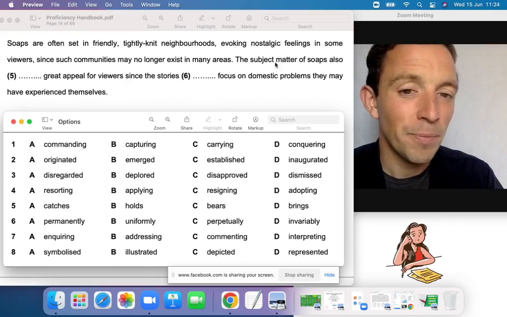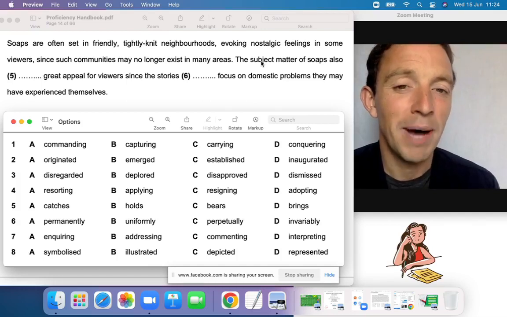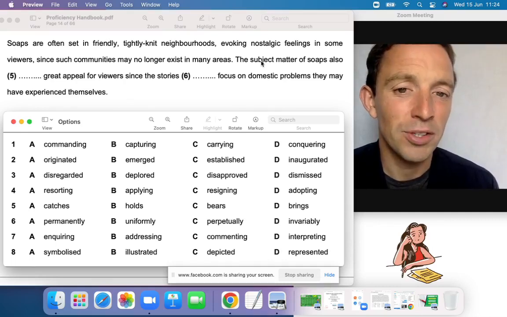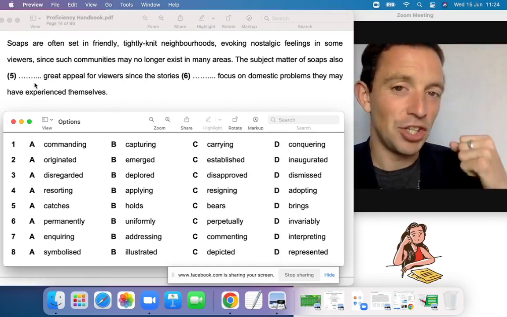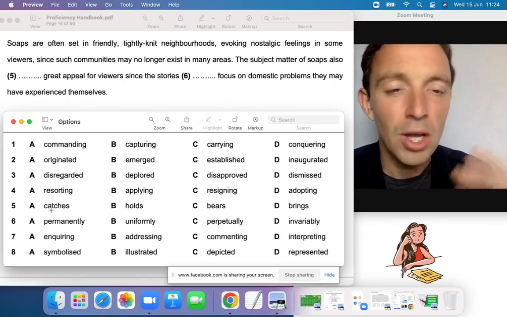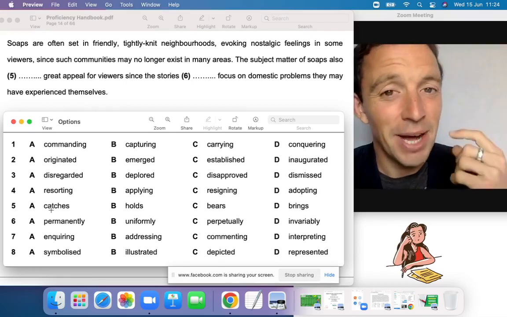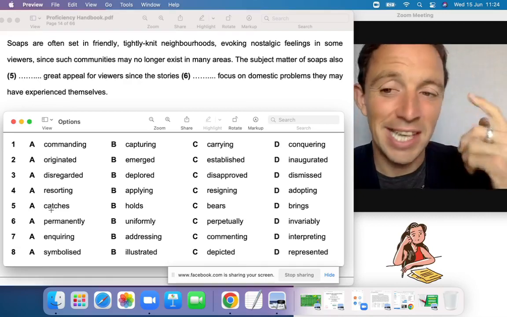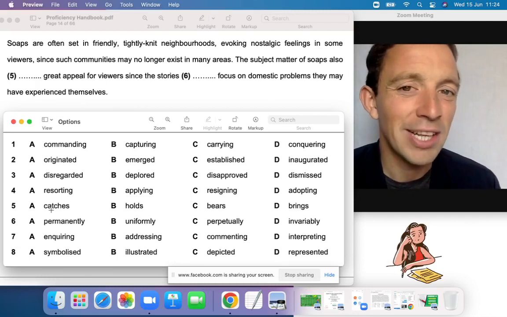The subject matter is a more advanced way to say content. The subject matter of the report, the subject matter of the book, all means the content of the book, the content of the report. So the subject matter of the program catches the attention. Normally with catch, we say catch the attention. Remember, capture the imagination. Catches the imagination, maybe. Catches the attention, captures the imagination. So it's a synonym in that situation. But in this situation, great appeal, no, it does not catch great appeal.